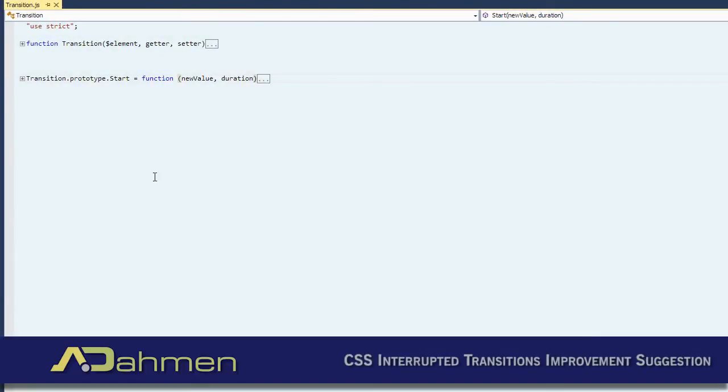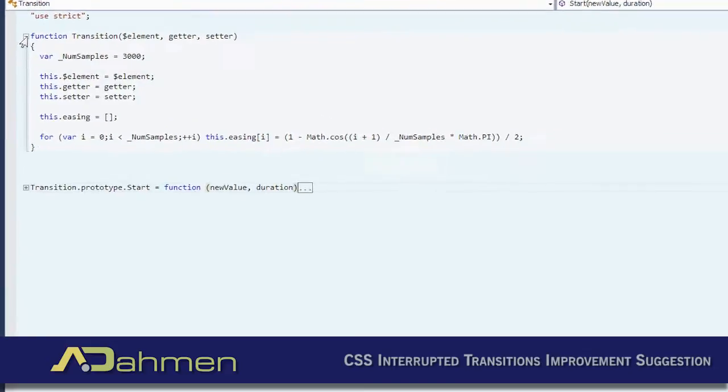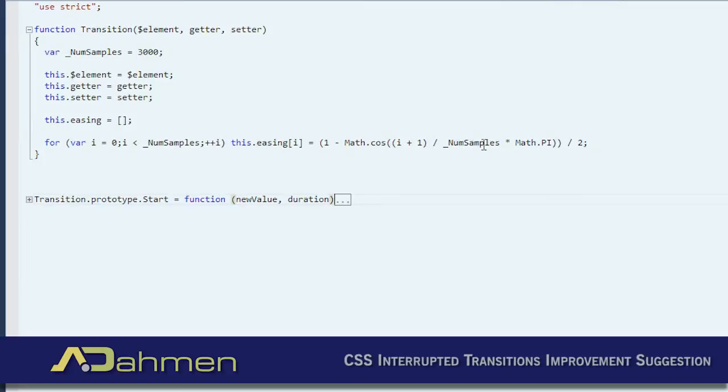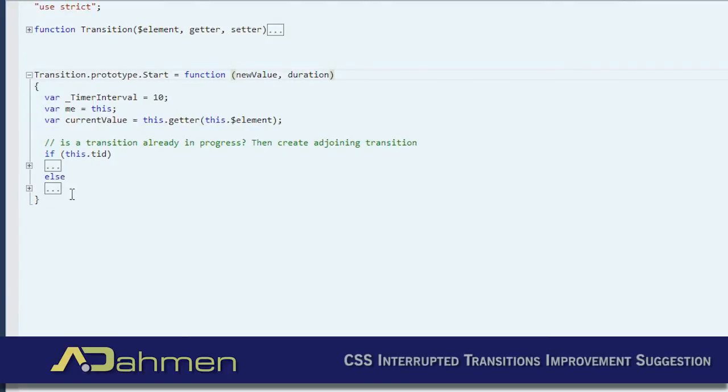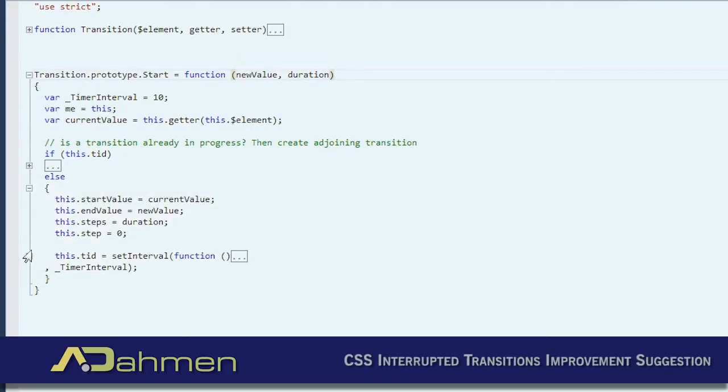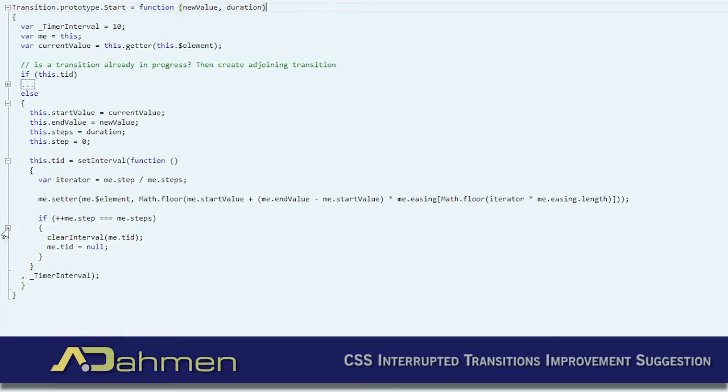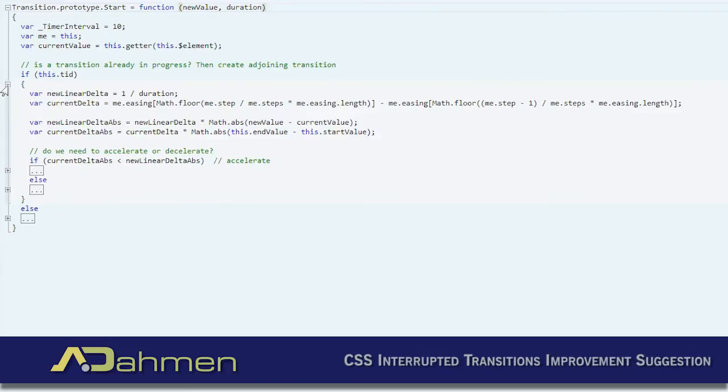So this is my CSS transition simulation code. First, we got the transition class constructor here. It's initializing the easing function, so we don't have to calculate these values while the transition is in progress. Next, we've got the actual code that's performing the transition. This is the only main execution branch here. This is the branch that's being executed whenever a new transition, which is not interrupting a currently running transition, is started. If, however, a transition is started that would interrupt a currently running transition, the above branch would be executed instead.